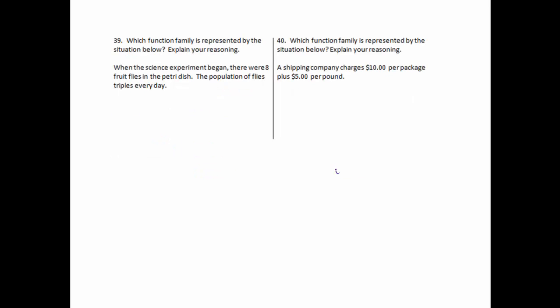Okay. Number 39, which function family is represented by the situation below? Explain your reason. When the science experiment began, there were 8 fruit flies in the petri dish. The population of flies triples every day. So if something is tripling, we have a constant growth rate, and that's going to make it exponential.